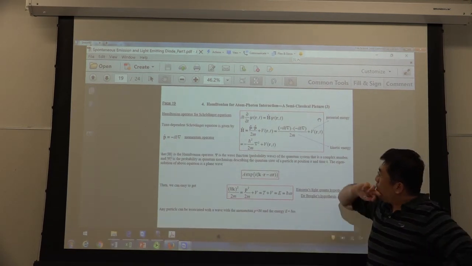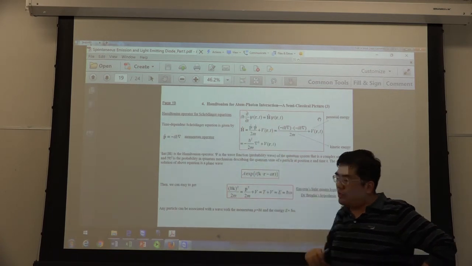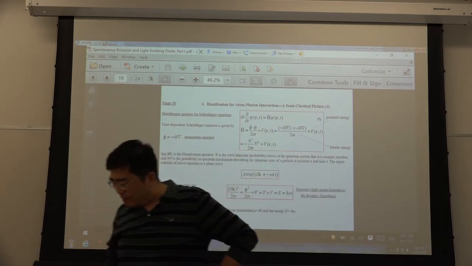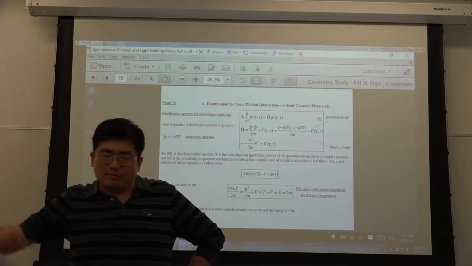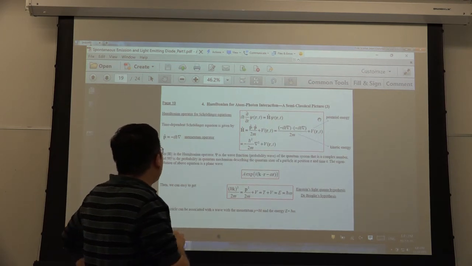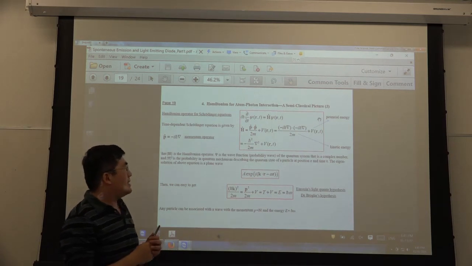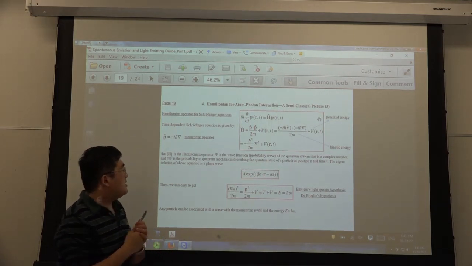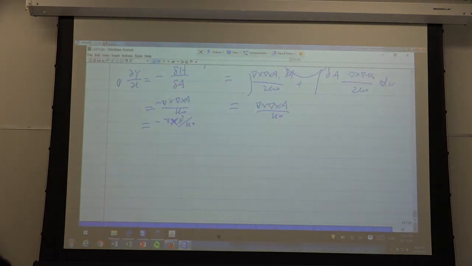What's the physical meaning of phi? Why do people study the Schrodinger equation? Phi is just a probability, the probability of the electron at some position. Phi squared is the probability in quantum mechanics describing the quantum state of a particle at position r and time t. So I just draw this equation, to see why Schrodinger could think about this equation.